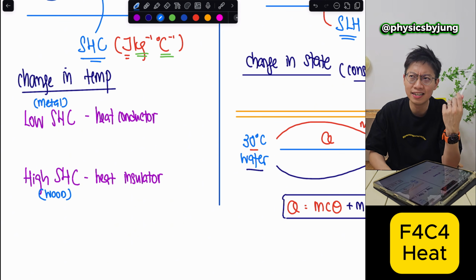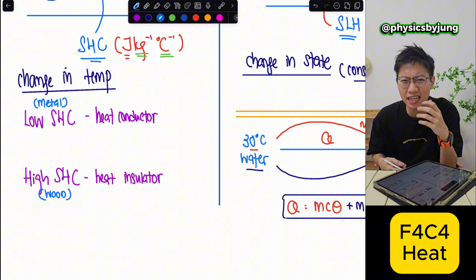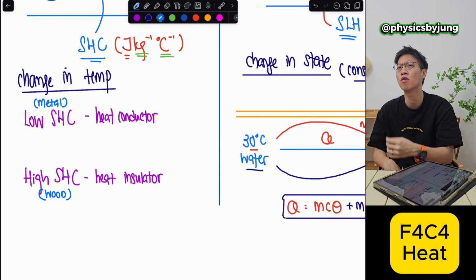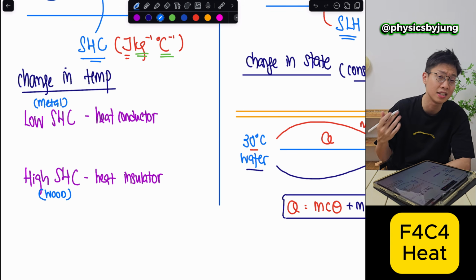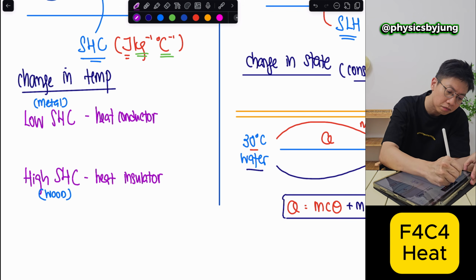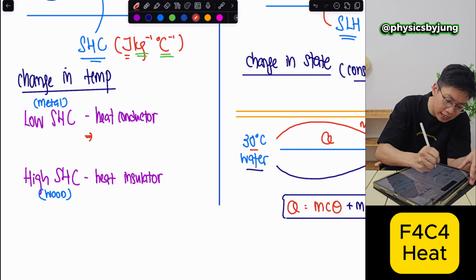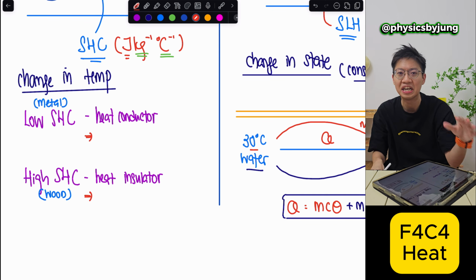You have heard that people stay in wooden houses, right? You don't hear people staying in metal houses, right? So definitely the walls must have high specific heat capacity, because it's a heat insulator. Now, rather than saying low specific heat capacity, heats up easily.